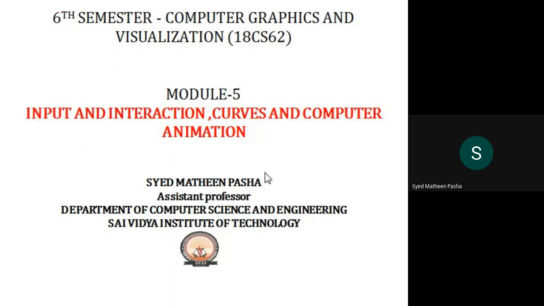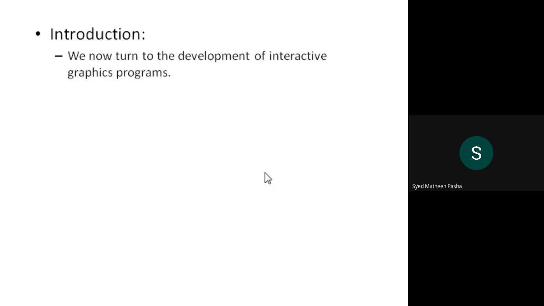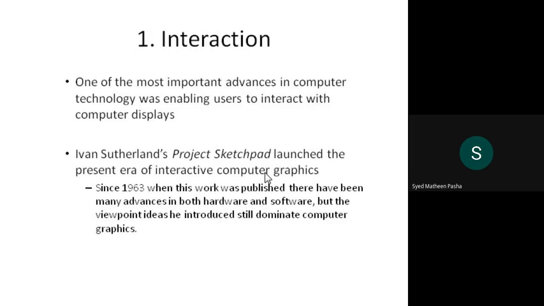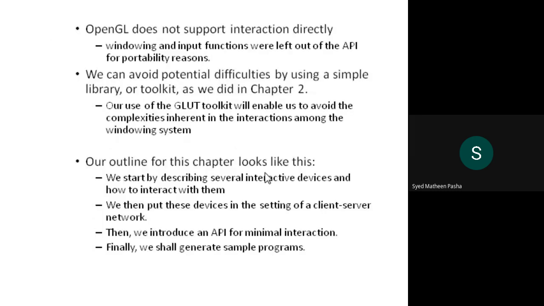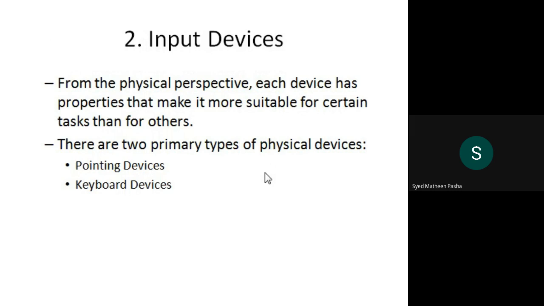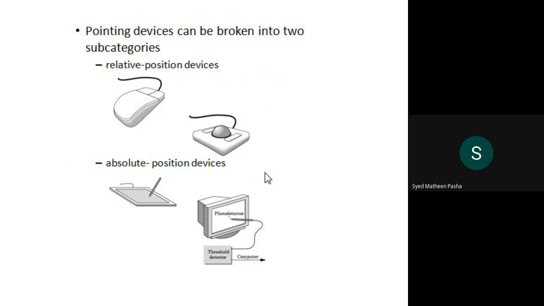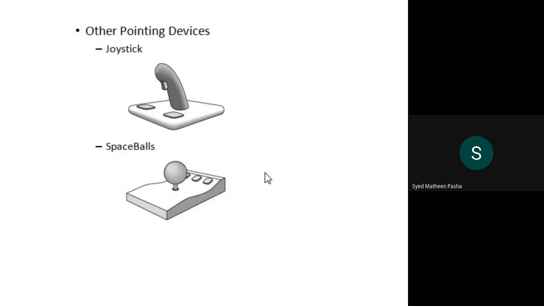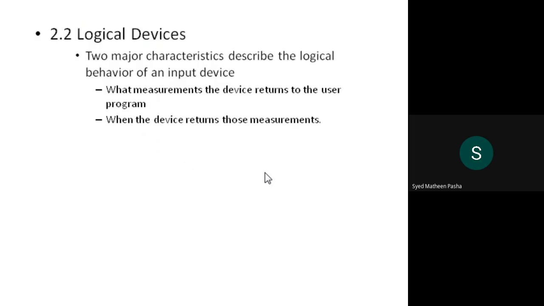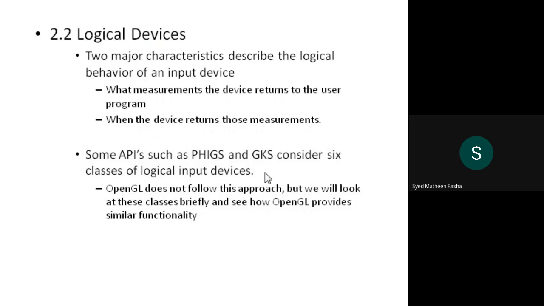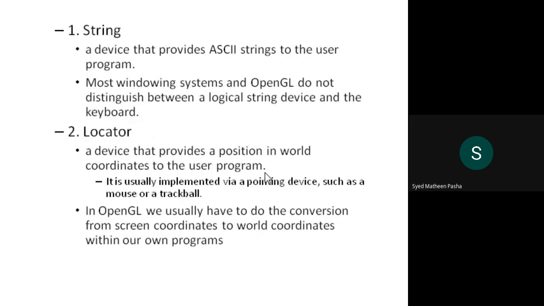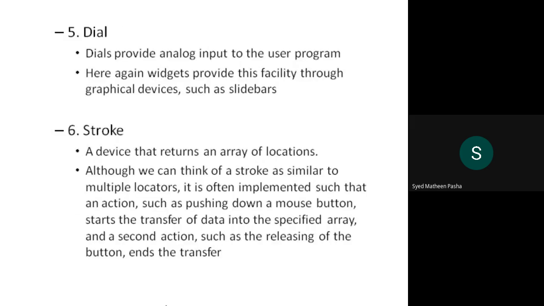So in today's class, what did we study? We started with module 5. We saw how input and interaction work, and how interaction happens with respect to OpenGL. Then we saw some of the input devices, that is physical input devices, and the classification of physical input devices. Then we saw some of the pointing devices such as joystick as well as space balls. Then we started with the logical devices, where we saw some of the devices used with respect to OpenGL, that is string, locator, pick, choice, dial, and stroke.